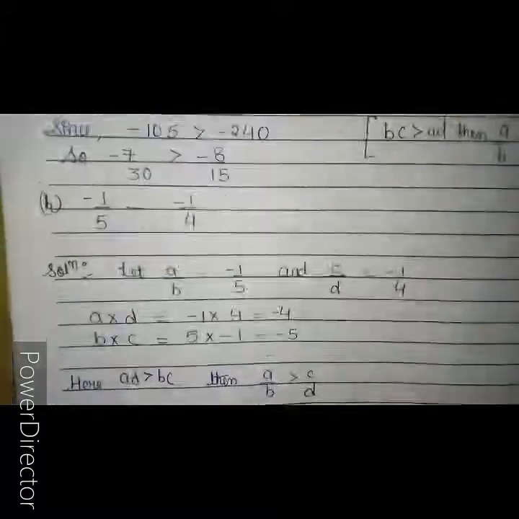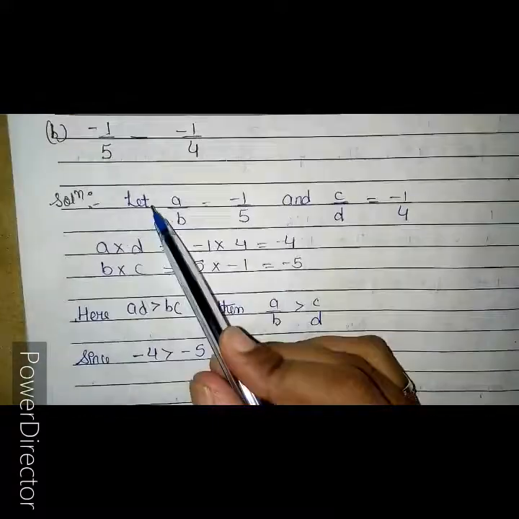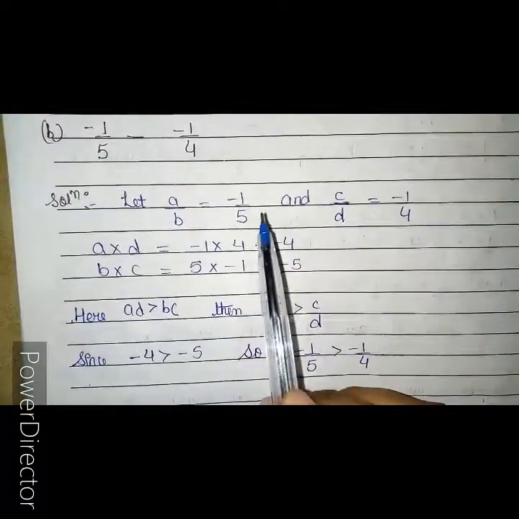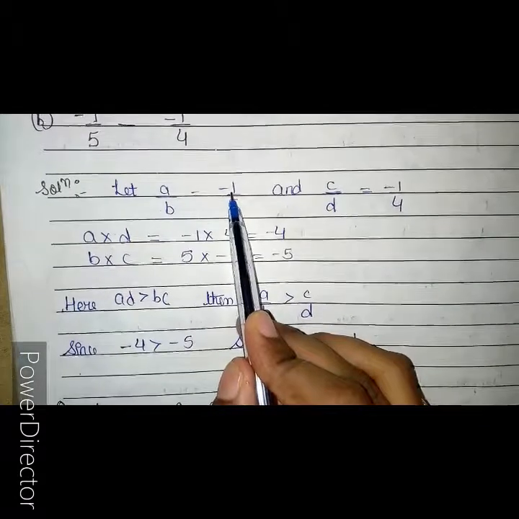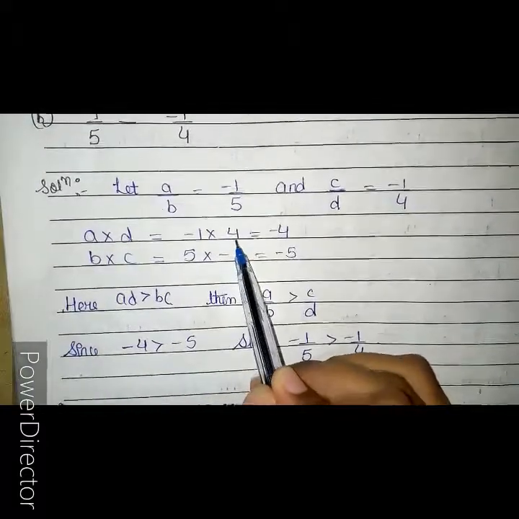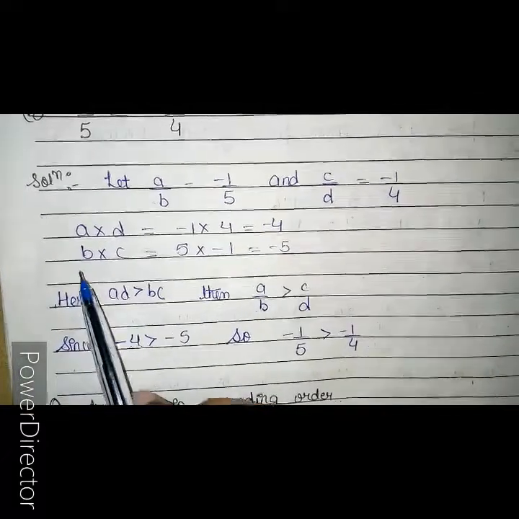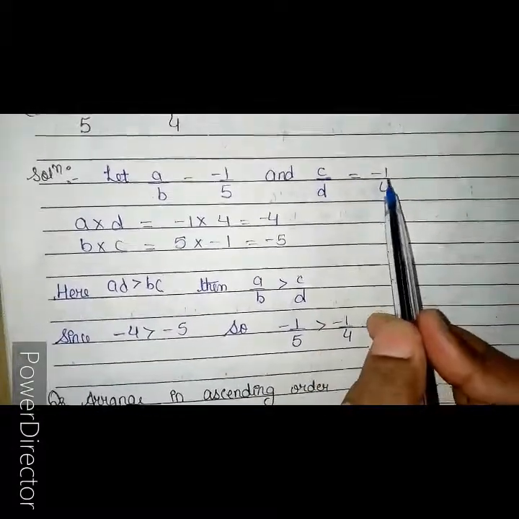Now question second: minus 1 upon 5 and minus 1 upon 4. Now we have to check which rational number is greater. So we let A upon B equals minus 1 upon 5 and C upon D equals minus 1 upon 4. Now A multiplied by D: A is minus 1 and the value of D is 4. So minus 1 multiplied by 4 equals minus 4. And B multiplied by C: the value of B is 5 and the value of C is minus 1.